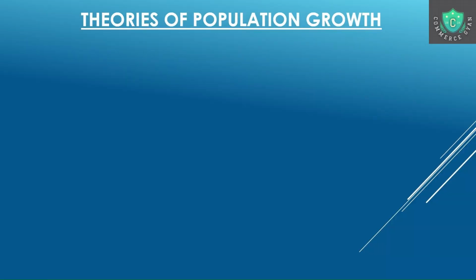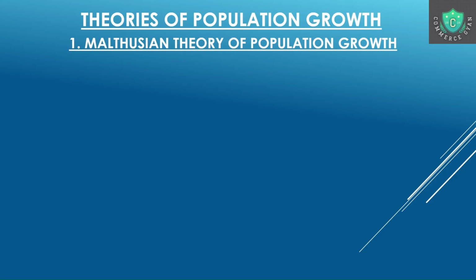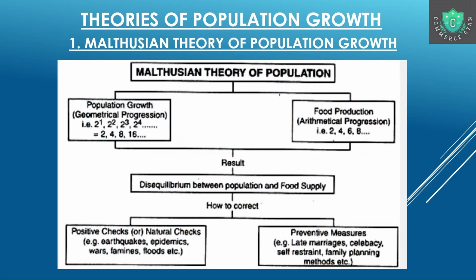Now let's see some theories of population growth, where we are talking of the Malthusian theory of population. It has two parts. One is population growth, and the second part is connected with food production. When we talk about population growth, they consider geometrical progression, that is 2 raised to 1, 2 raised to 2, 2 raised to 3, 2 raised to 4, and so on. This way we have geometrical progression in terms of population growth, whereas food is an arithmetical progression: 2, 4, 6, 8, and so on, right?